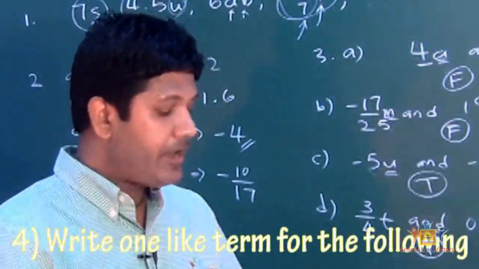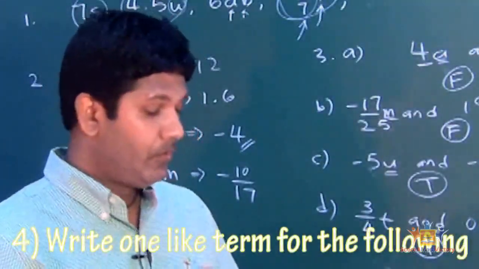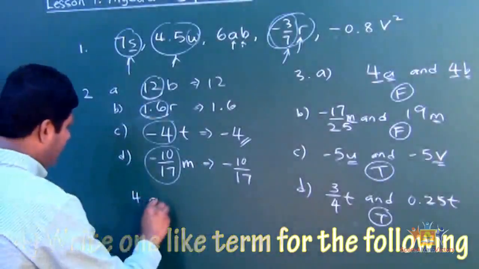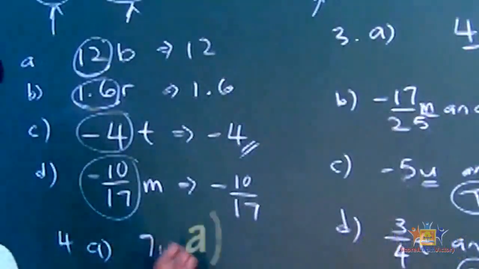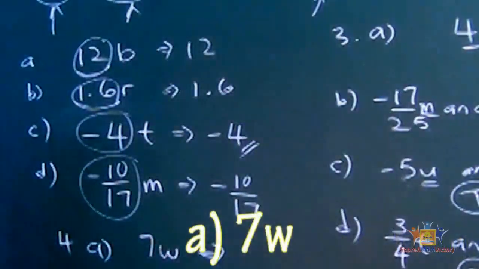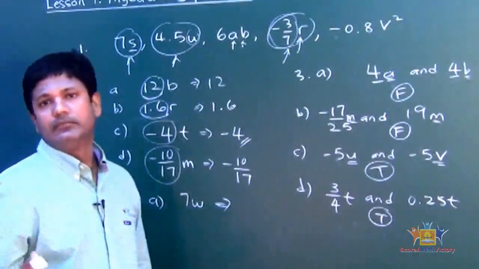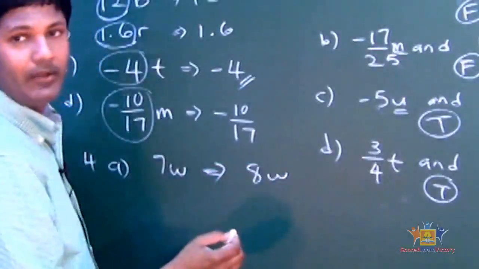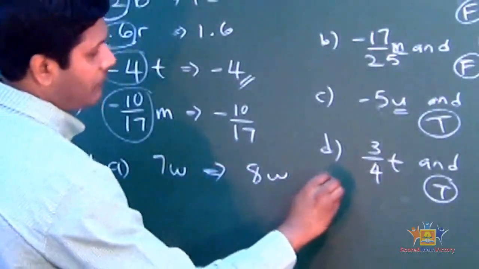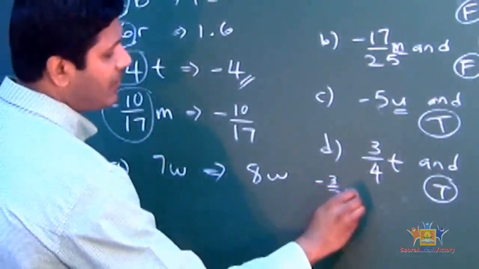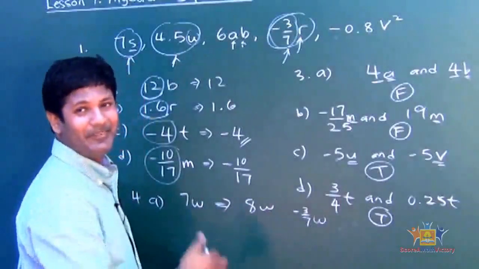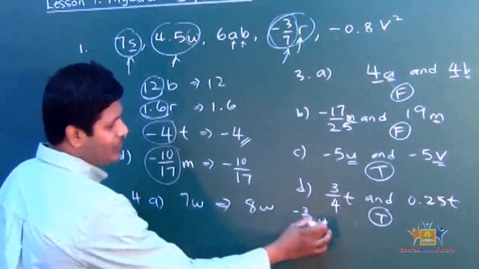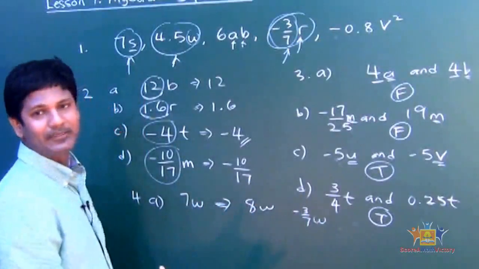Number 4 says write one like term for the following. In other words, I give you 4a, I gave you 7w, so give me one more like term to that. So it would be what? Anything. It could be 8w. See that? Or it can be fancy. You can say negative 3 over 7w. You can be really fancy if you want to, as long as the variables, the unknowns, are the same. They are like terms.